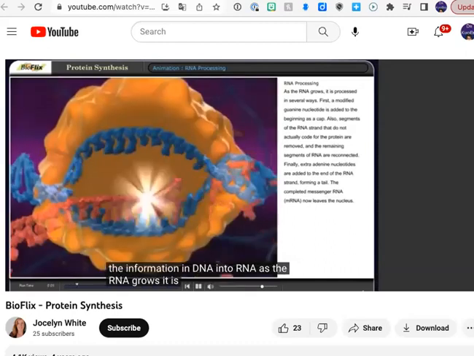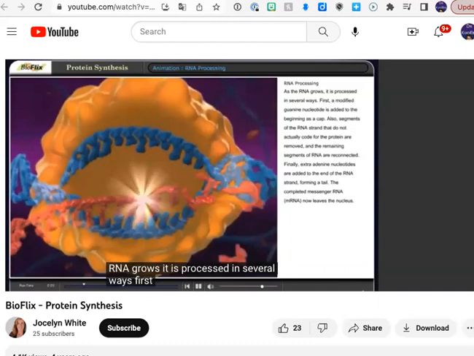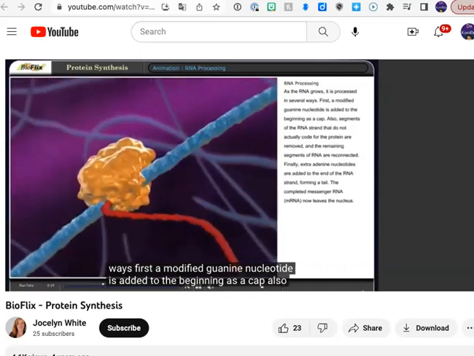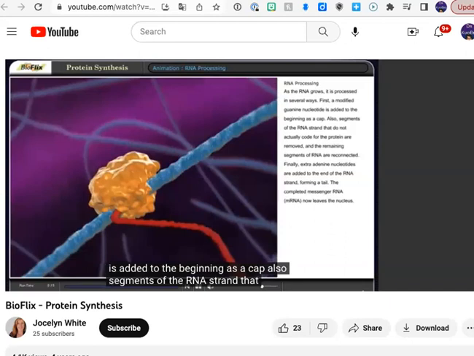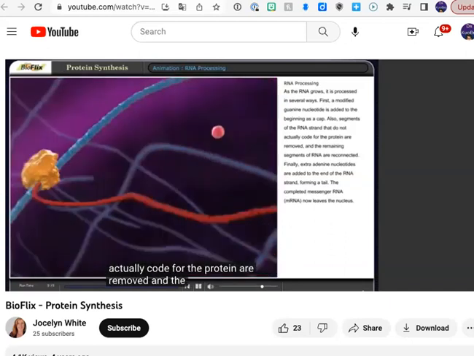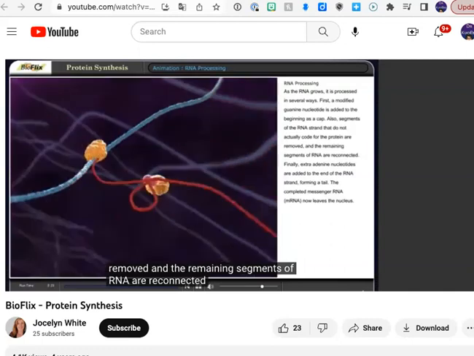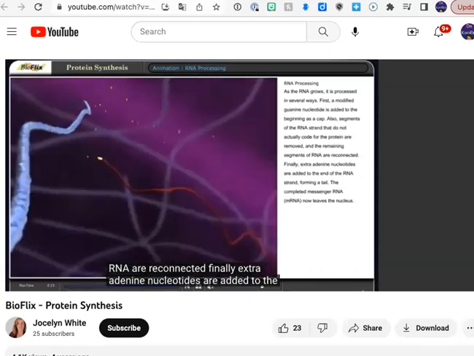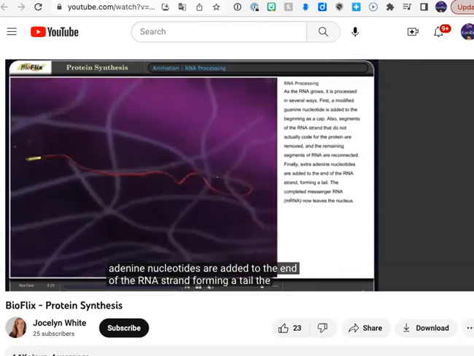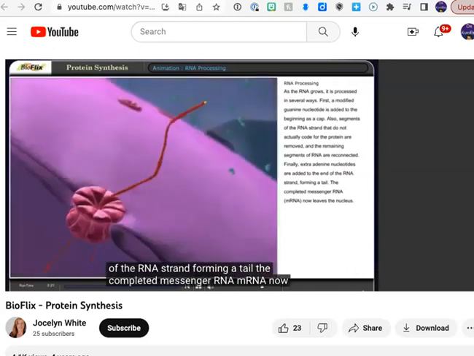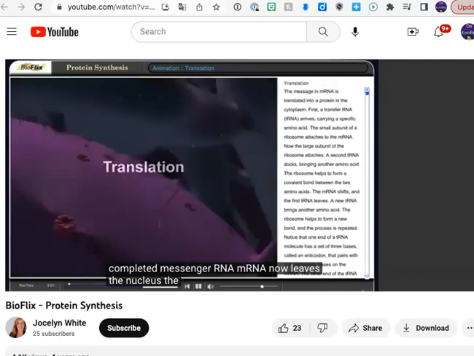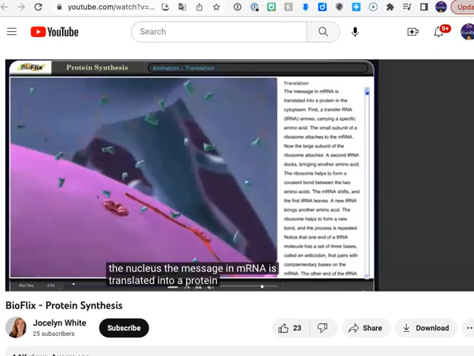As the RNA grows, it is processed in several ways. First, a modified guanine nucleotide is added to the beginning as a cap. Also, segments of the RNA strand that do not actually code for the protein are removed, and the remaining segments of RNA are reconnected. Finally, extra adenine nucleotides are added to the end of the RNA strand, forming a tail. The completed messenger RNA, mRNA, now leaves the nucleus. The message in mRNA is translated into a protein in the cytoplasm.